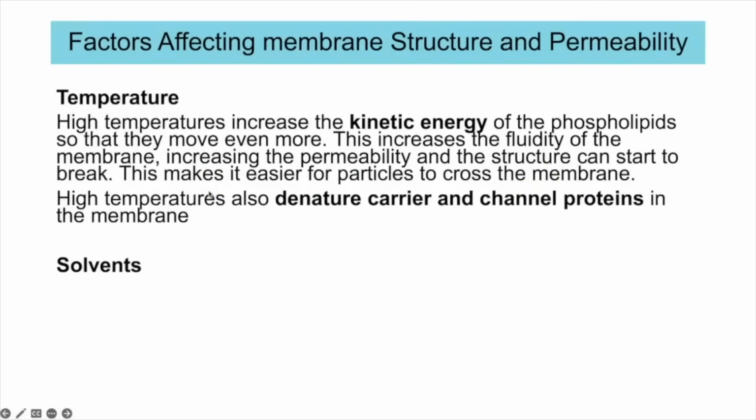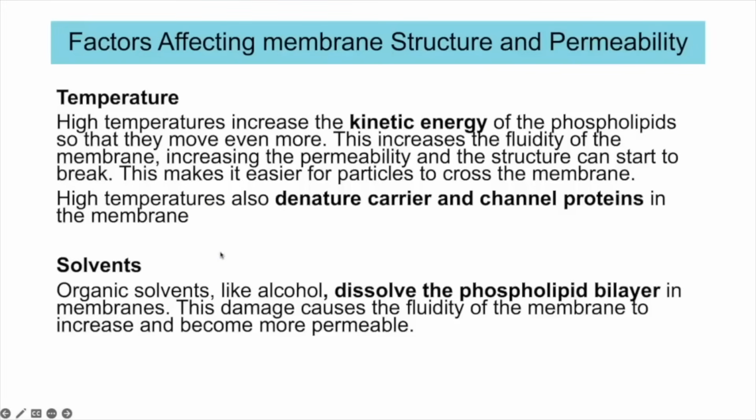The second reason is high temperatures could denature the carrier and the channel proteins in the membrane. And if that happens and the protein channels and carriers become wider, then even more molecules are going to be able to move across that cell membrane that weren't initially able to. So therefore, it becomes more permeable. Solvents can also damage the cell membrane structure.